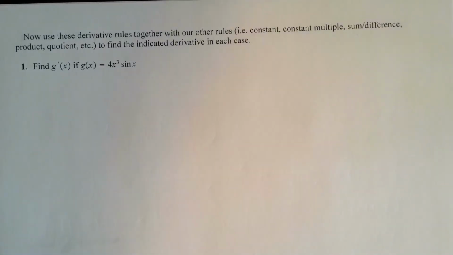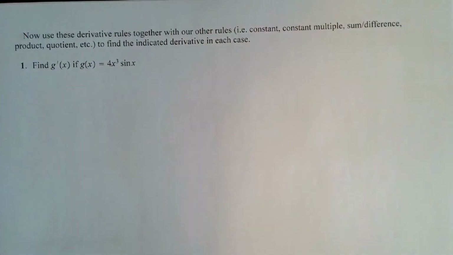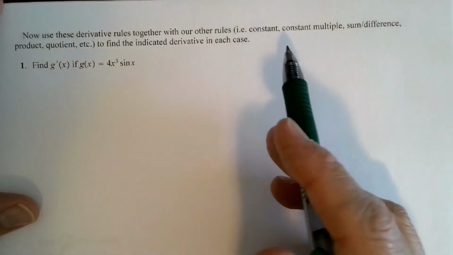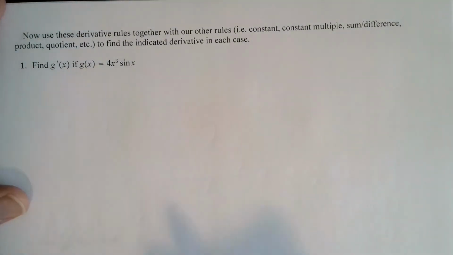Okay, so in the last video we developed the rules for the derivatives of the 6 trigonometric functions. So we're going to use those now combined with other rules, right? Constant rule, constant multiple rule, sum, difference, product, quotient, etc. And let's find the derivative in each case. So we start with this function g of x, and we're going to find its derivative.